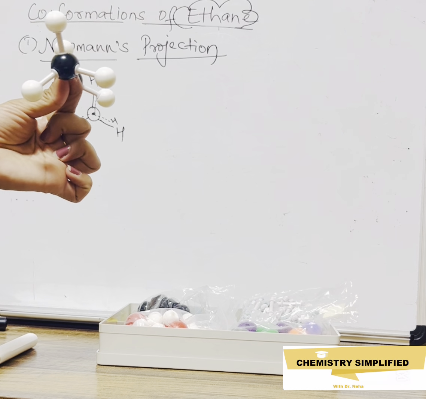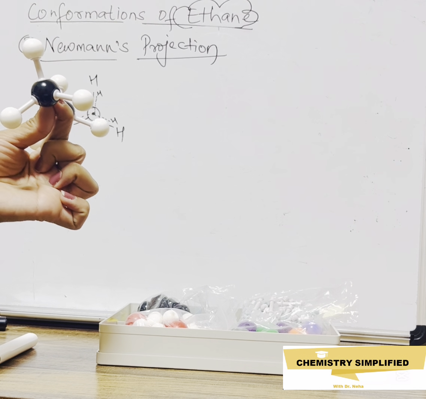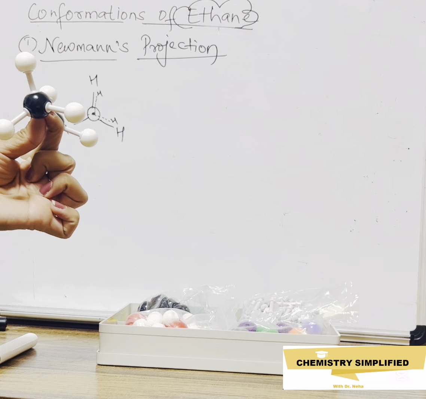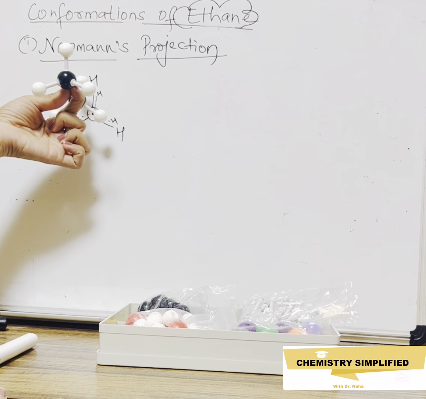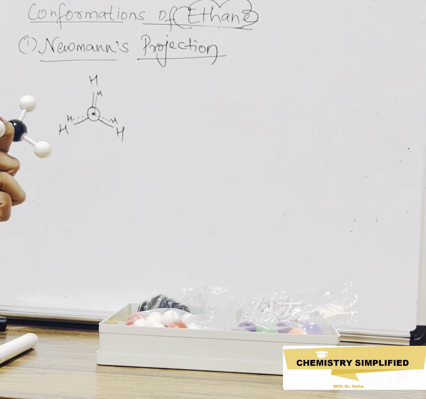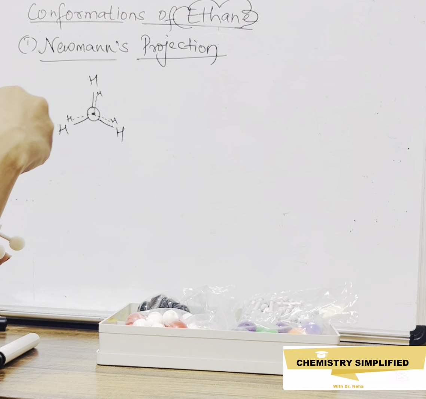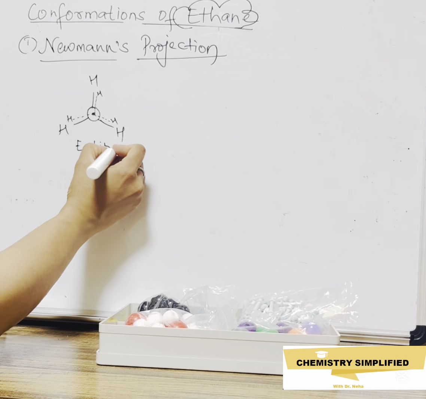Can you all see this? So you need to check this model by closing one eye, and see how one carbon is overlapping the other carbon atom. So this form, where the hydrogens have the same position, is known as the eclipsed form.